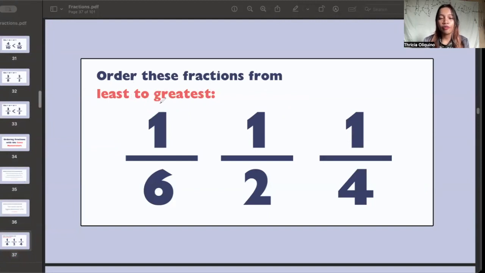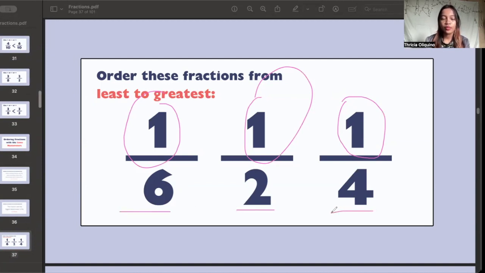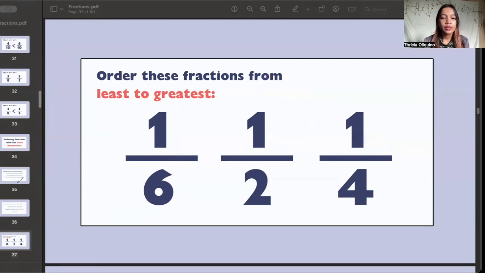Again, if we have the same numerator over here, same numerators of 1, we just have to look at the denominator. So the larger the denominator, the smaller the fraction. So with that in mind, which do you think is the least or the smallest?